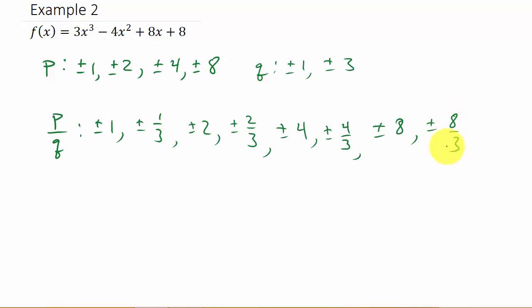Alright, so you can see, compared to the first problem that we worked, when we get a few factors, I mean, look, that's just 4 of them, we can get quite a few results. So now what we have to do is use synthetic division to try and see which ones work.